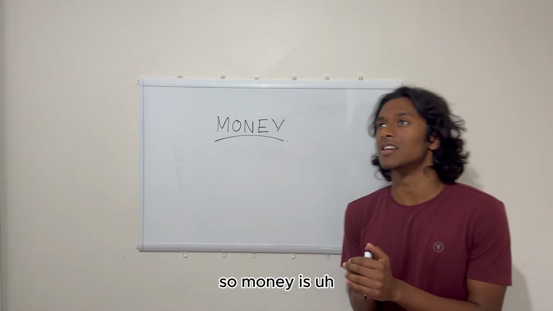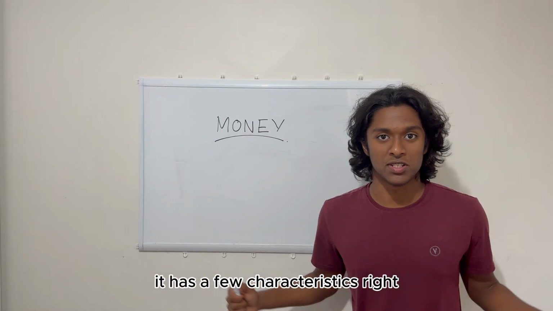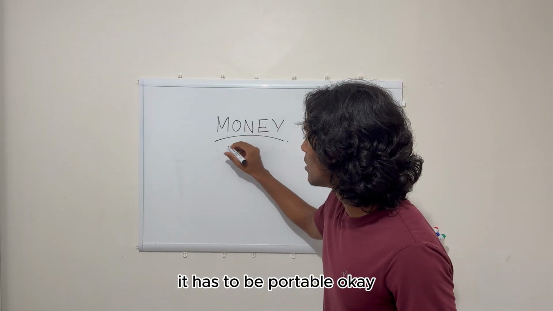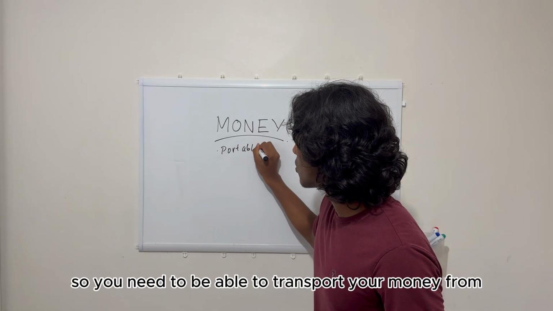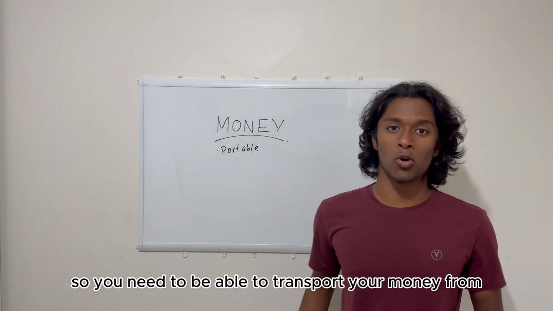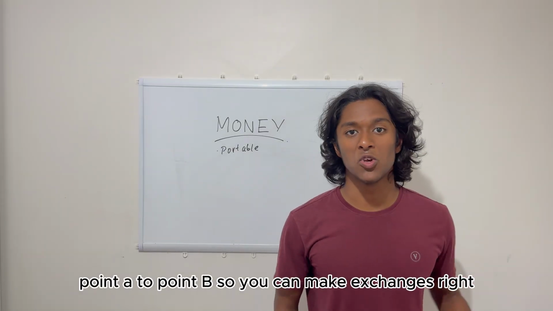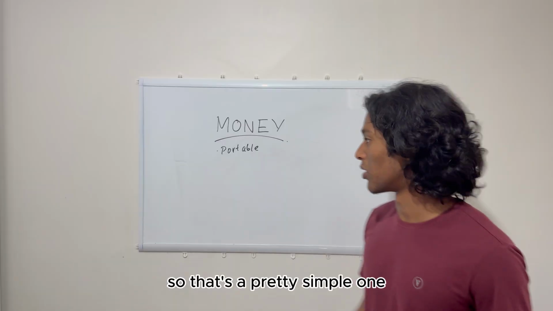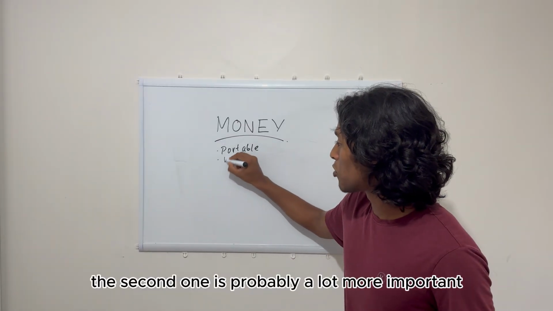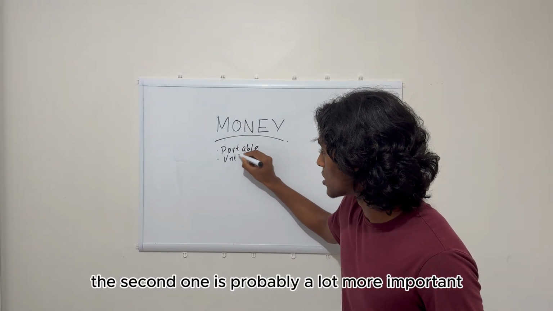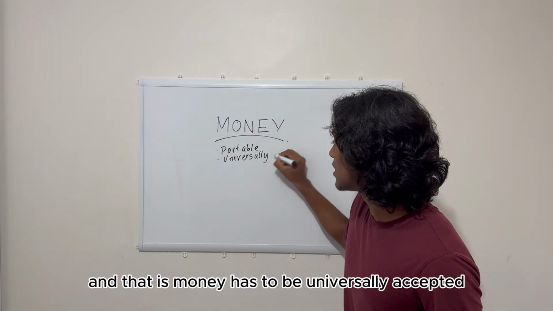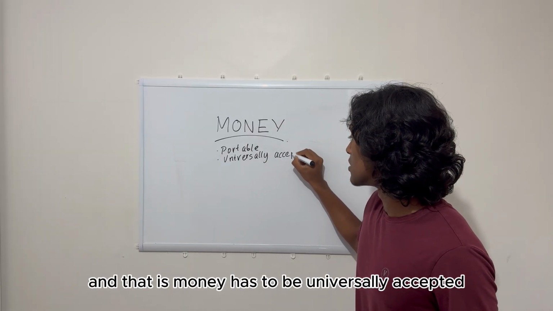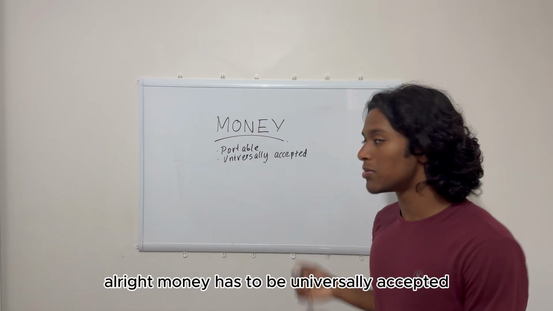Money has a few characteristics. It has to be portable. You need to be able to transport your money from point A to point B so you can make exchanges, right? That's a pretty simple one. The second one is probably a lot more important, and that is money has to be universally accepted. All right?